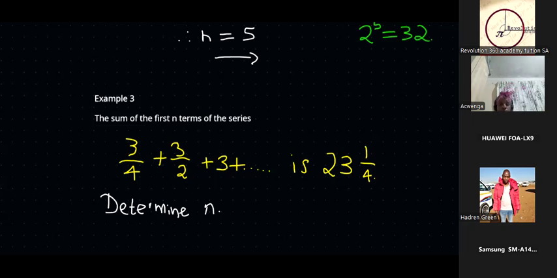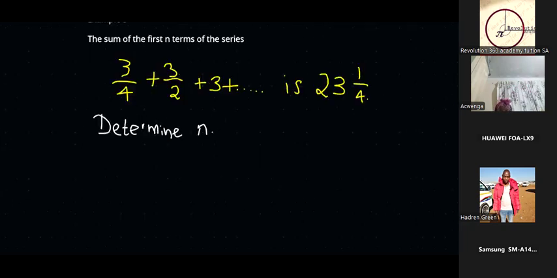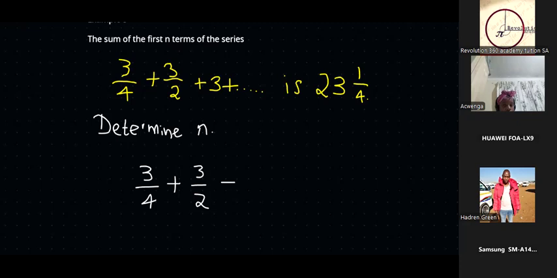So now let's write that series in a proper way. They gave you 3/4, we all know that is 3/4. Then plus 3/2, plus 3, plus, and now that is a mixed fraction. You'll type 23 and 1/4 in the calculator. Tell me what you get. It's the same as saying 4 times 23 plus 1 over 4. 4 times 23.